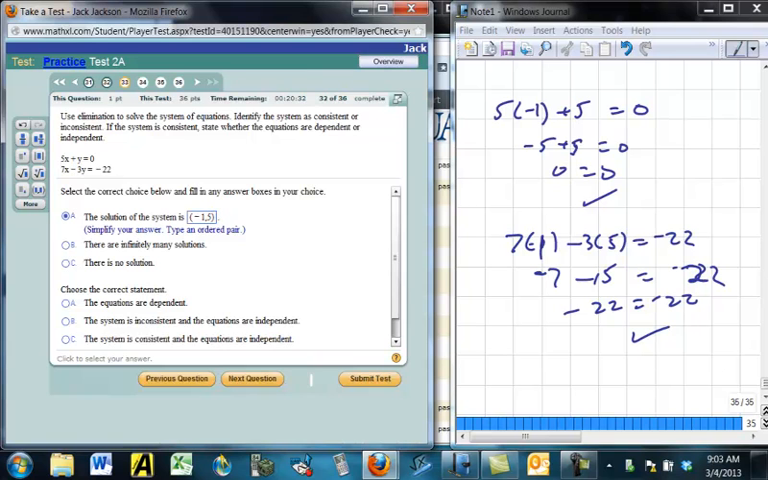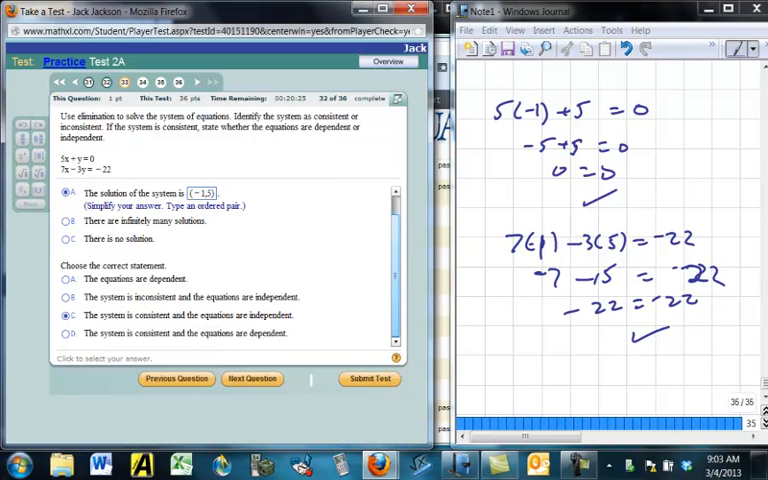And if it has a single solution, it is consistent and independent.